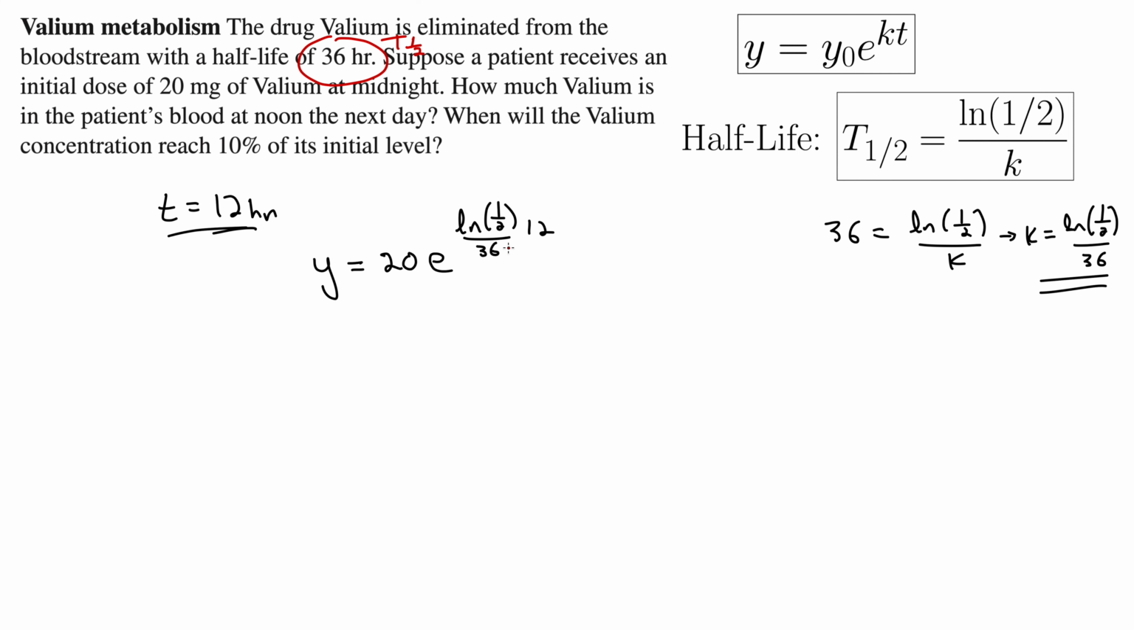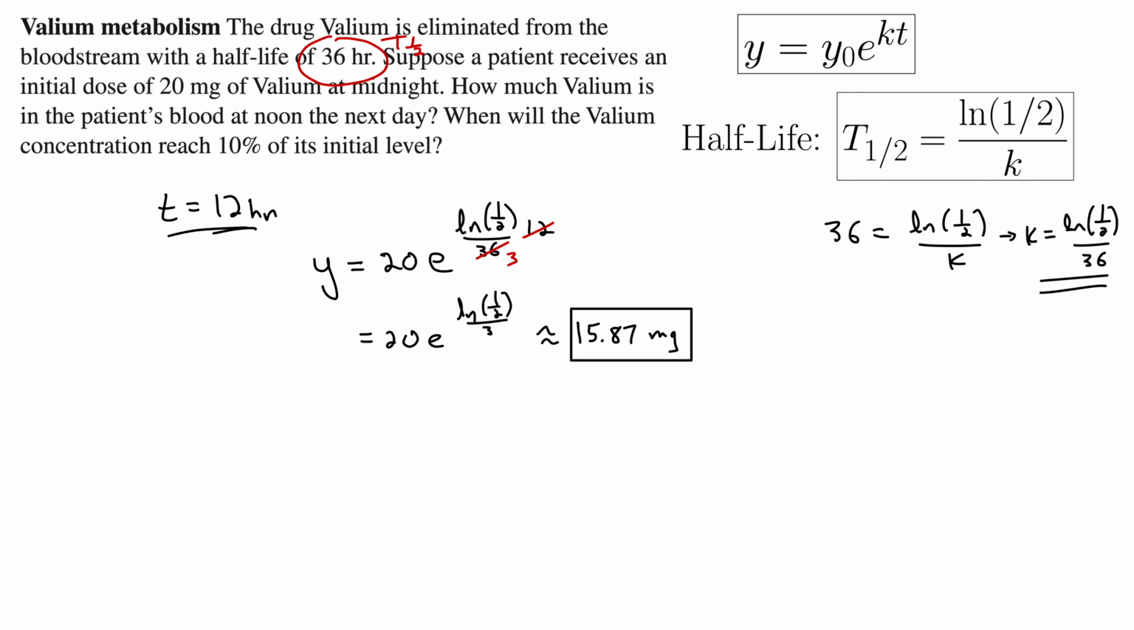And if you're feeling fancy, you can even simplify here. The 12 and the 36 cancel, giving us a 3. So really what we have to compute is 20 e to the natural log 1 half all over 3, or just the natural log of 1 half over 3. Plugging that into a calculator gives about 15.87, and we're working in milligrams for our units.